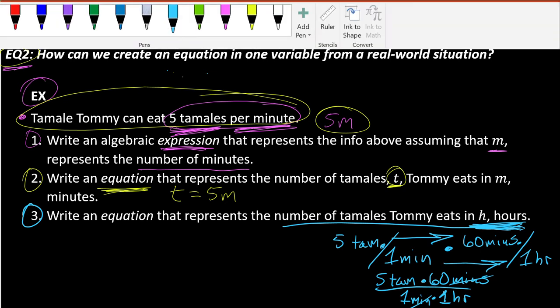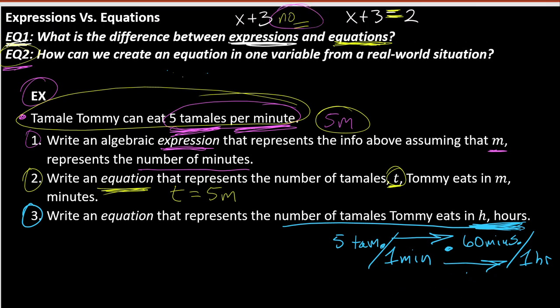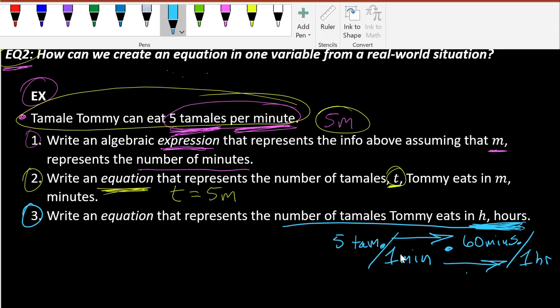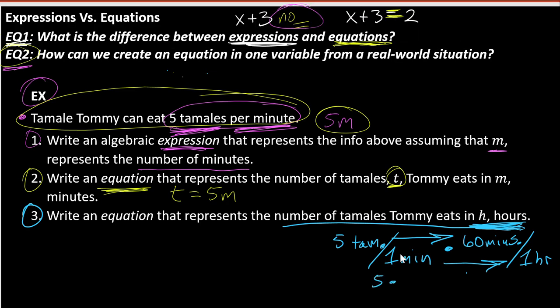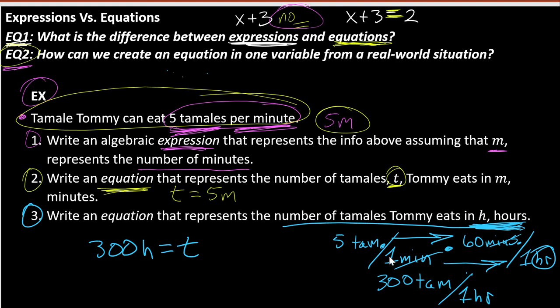So what we're really left with is simply 5 times 60. Well, duh, that's just 300. So we would say we have 300 tamales, right? So the minutes canceled, and we're left with hours. So 300 tamales for every 1 hour, or 300 tamales per hour, right? So 300 times the number of hours is now equal to t.